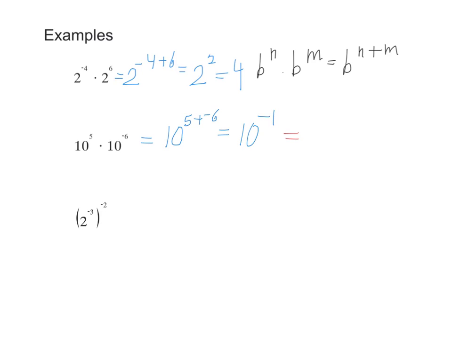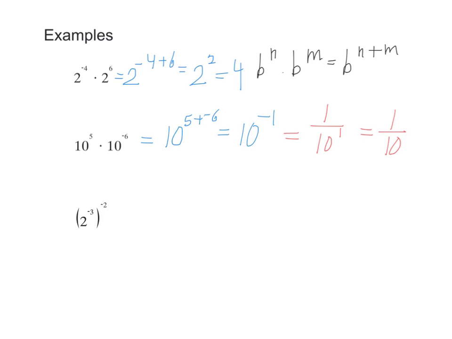The rule for negative exponents is that we put it in the denominator. So this is the same thing as 1 over 10 to the first, or 1/10. That's the simplified answer and what you'll type in your assignments.